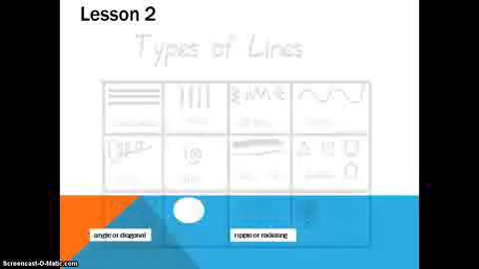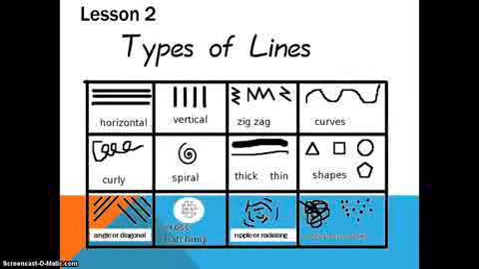Lesson 2. Types of lines. There are so many types of lines. We have the horizontal line that runs from side to side, the vertical line that runs from up to down. The zigzag line looks like your M, your N, and your W, but they are all together. The zigzag. And then you have the curved line that goes in, bent, and out.